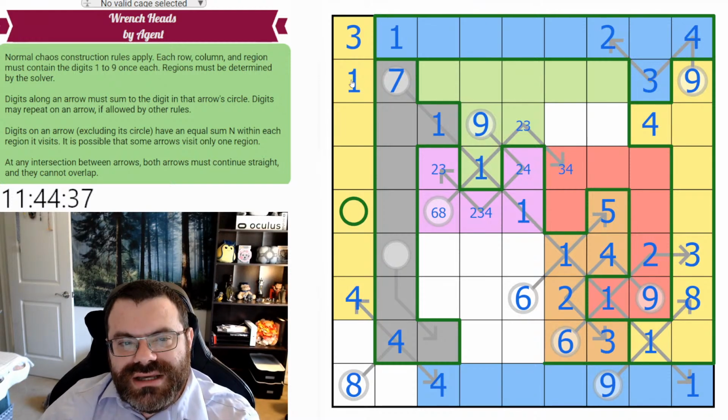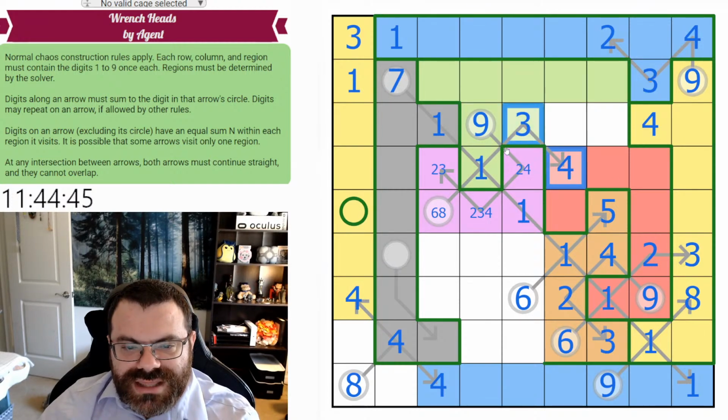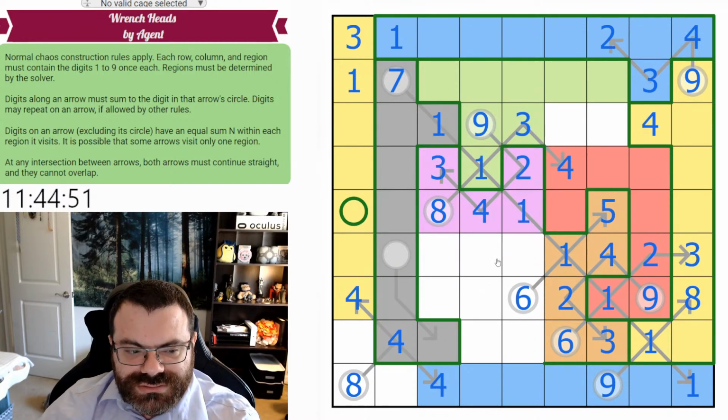Carl has a good point that this row is going to need a 2, and it's now just going to be in green. So this can't be a 2. So that's 3, and that's 4. And that makes this sum to 8. So that's 2 and 3 and 4.